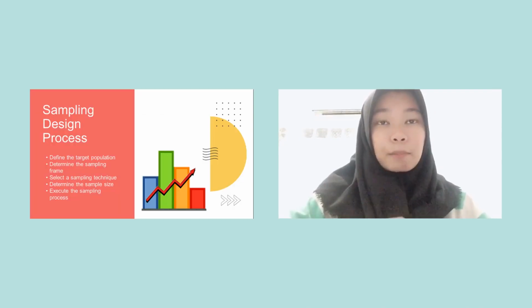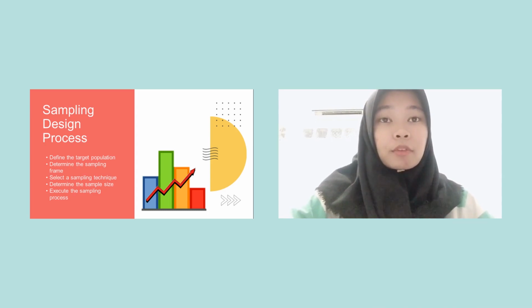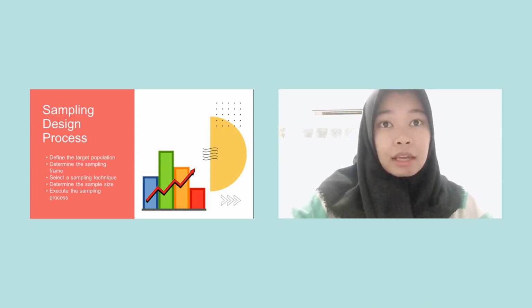So the next is the sampling design process. The first is define the target population, determine the sampling frame, select a sampling technique, determine the sample size, and the last is execute the sampling process.